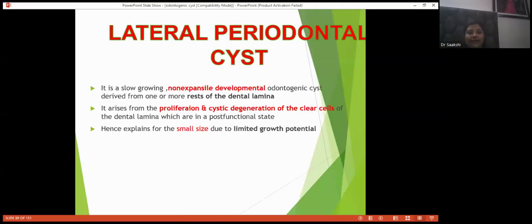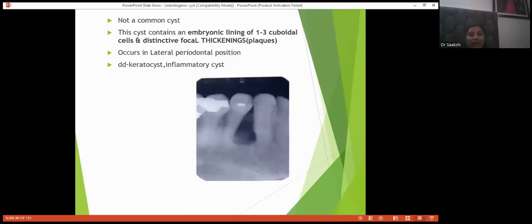Now, coming on to the next cyst, that is the lateral periodontal cyst. It's a slow growing, non-expansile developmental odontogenic cyst which derives from one or more of the rests of the dental lamina. It arises from the proliferation and cystic degeneration of the clear cells of dental lamina, which are in a post-functional state. Hence, it explains the small size due to limited growth potential. Again, it's not a common cyst. It contains an embryonic lining of 1 to 3 cuboidal cells and distinctive focal thickening, that is plaque formation.